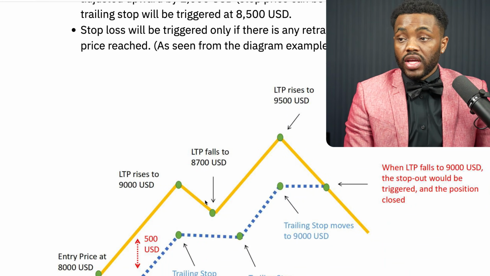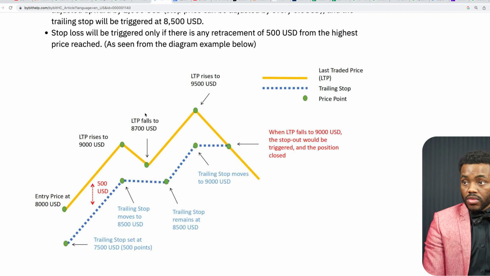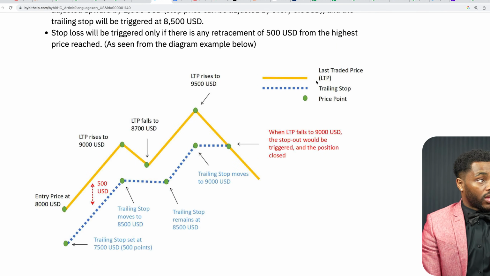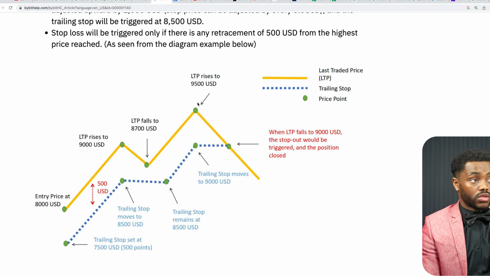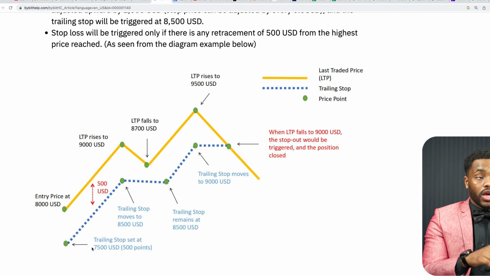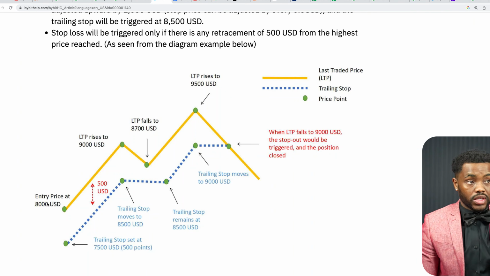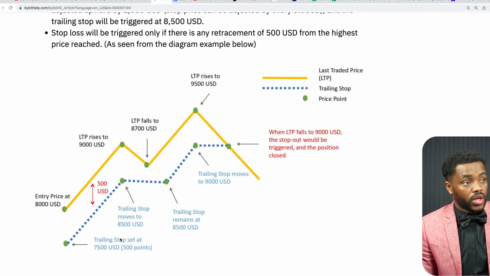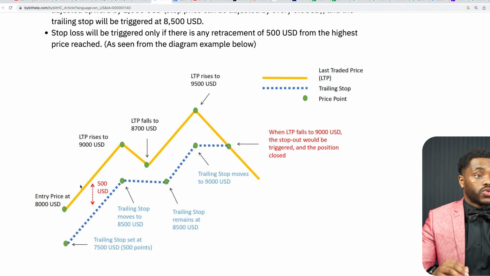So there are three parts here that I want you to see. The yellow line is the stock price as it moves. The dotted blue line is the trailing stop loss. First thing that I want you to know is notice how the trailing stop loss moves almost in parallel with the stock price. So as the stock price moves up in yellow, the trailing stop loss moves right along with it. And let's go through this example.